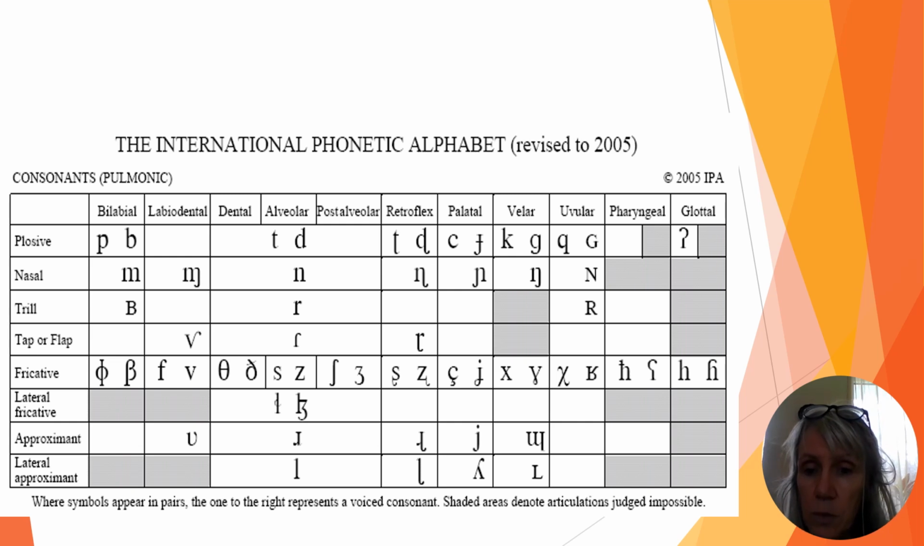The other thing we may use in that column is under the glottal, the one that looks like a lowercase h. We'll use nothing under the lateral fricative, nothing under the approximant, and we'll use the L under the lateral approximant that looks like that lowercase l. So those are the symbols we'll be using when we talk about the English phonemes.